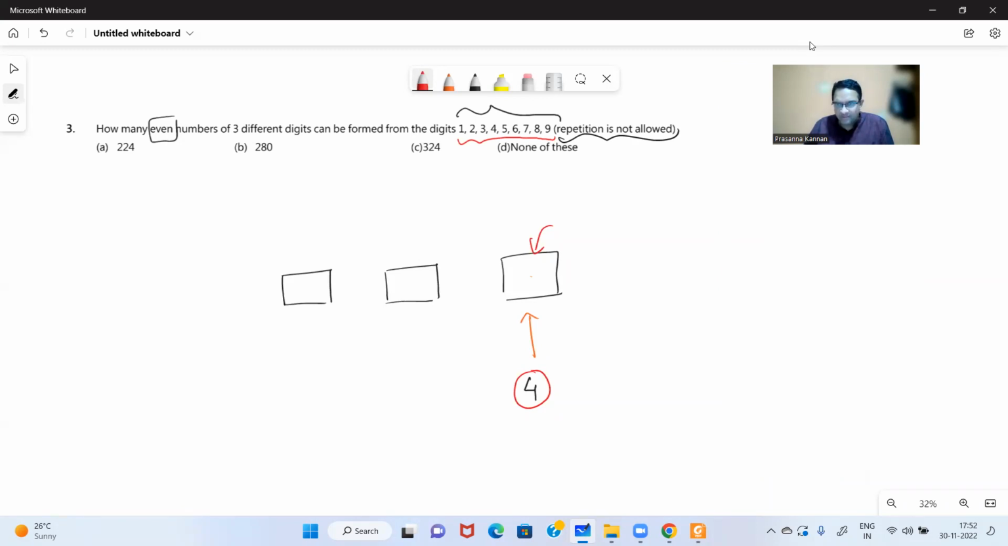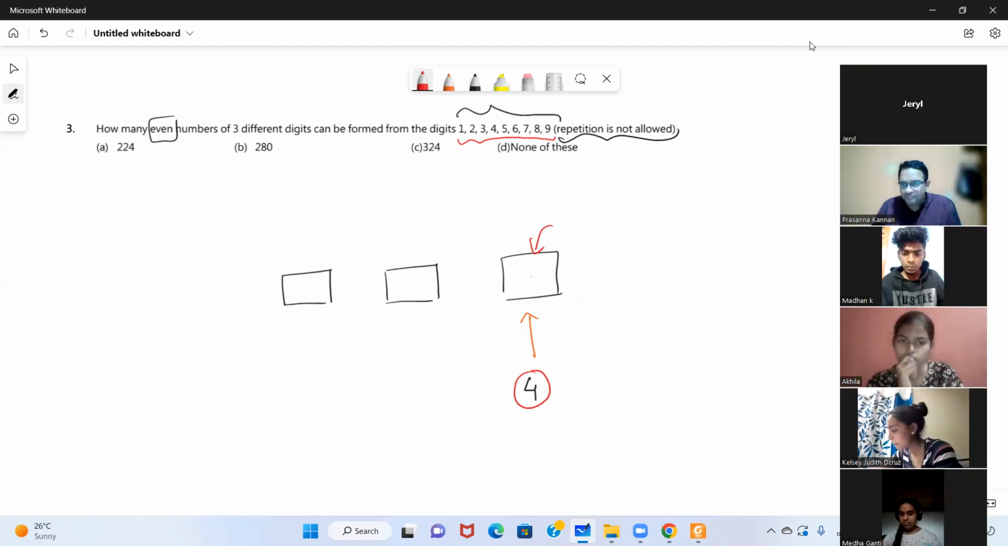So listen here, everybody. Units place position: there are 4 ways of filling the units place. Do you get it, Madan? Yes, sir. How is it 4? Because we need even numbers. So among the given 9 digits, it can be 2, 4, 6 or 8. Correct? 4 options are there.